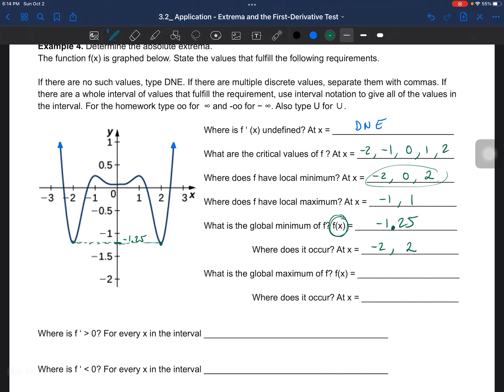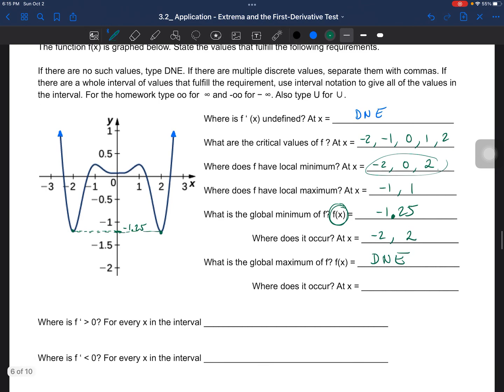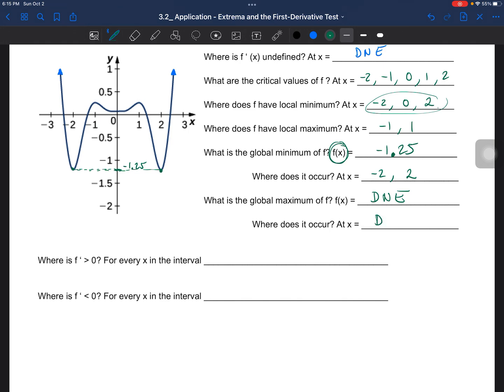What is the global maximum? Well, these are not global max because there's a number higher than that, right? In fact, this actually keeps going up. So it gets higher and higher without any limit. So there's no definite point where it is the highest point of the function. So therefore, this is the example where the global max does not exist. So where does it occur? Well, since it does not exist, it's not going to happen anywhere.